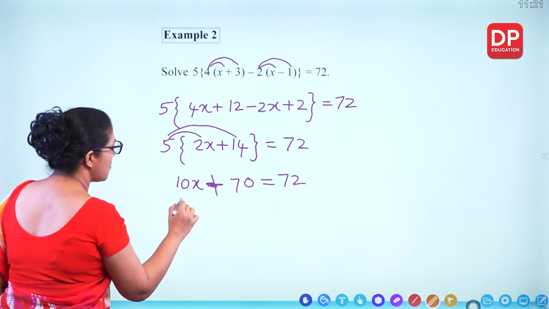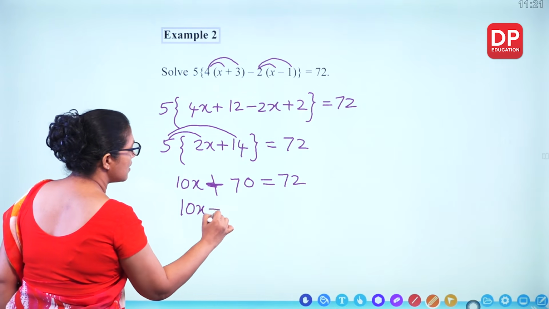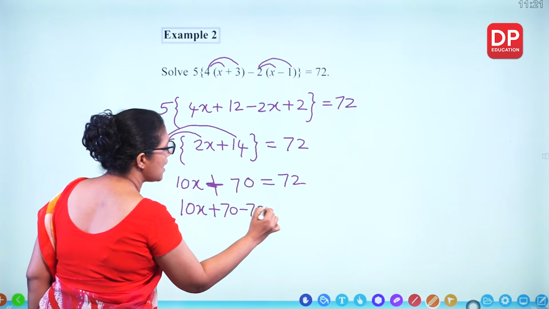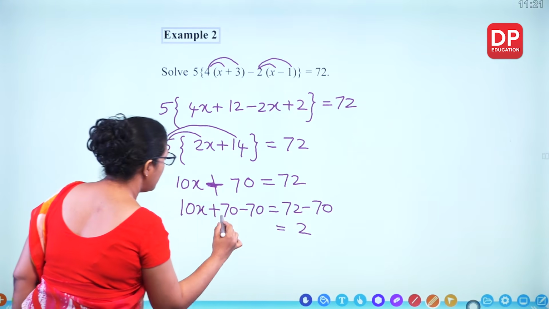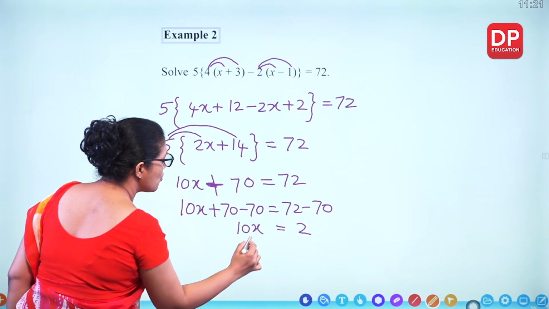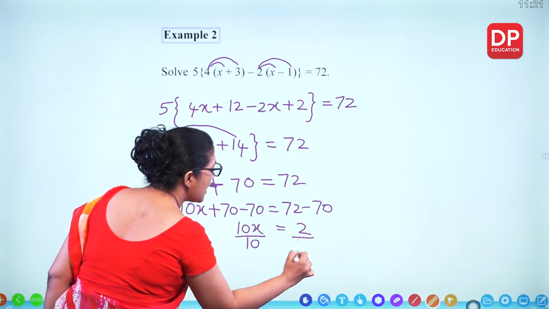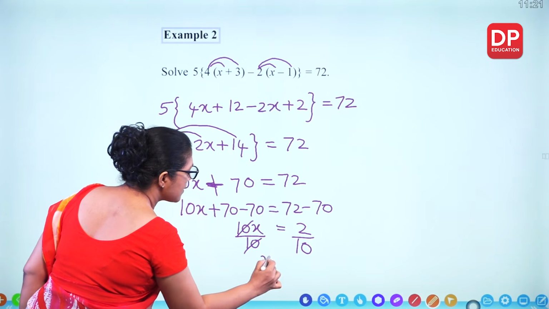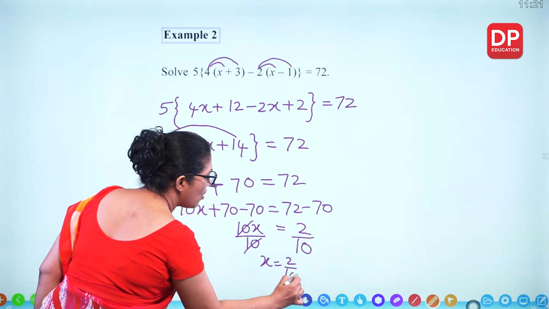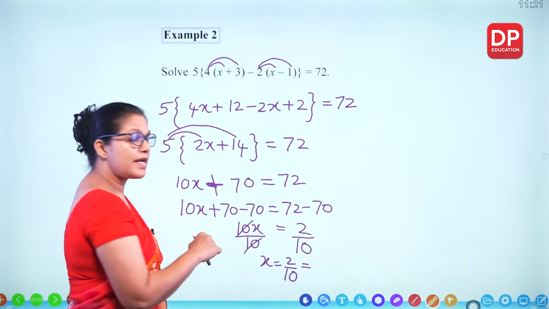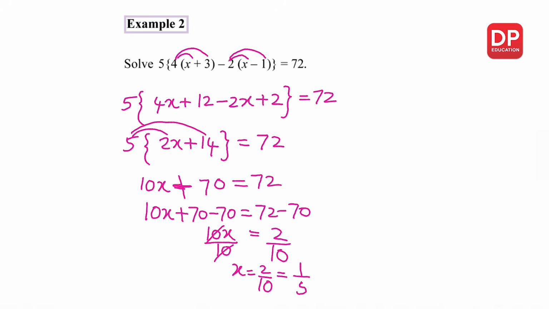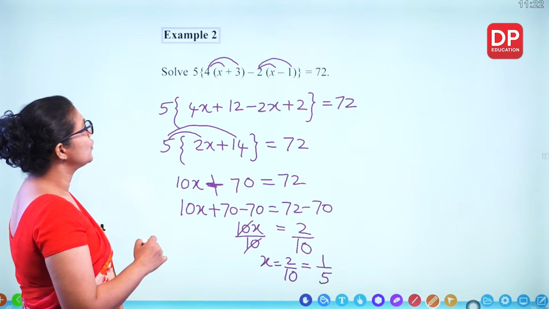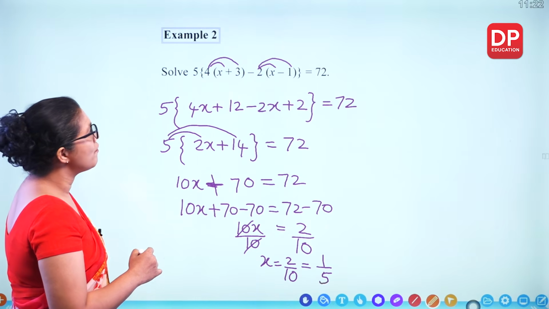So subtract 70 from both sides. You get 2 here. So 10x equals 2. Divide this by 10. x equals 2 over 10, or both numerator and denominator divide by 2. You get 1 over 5. So x equals 1 over 5.